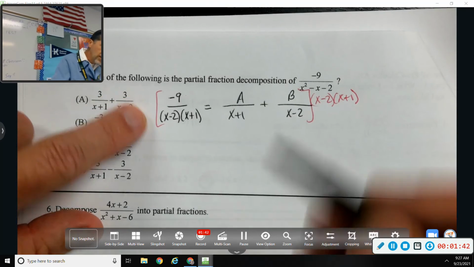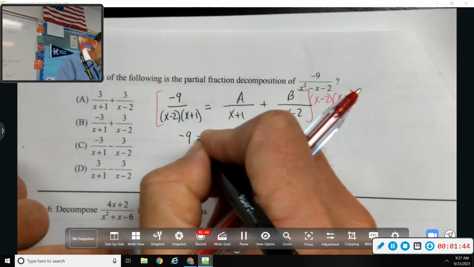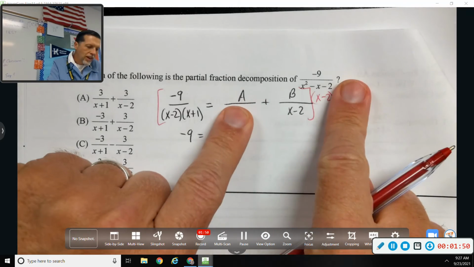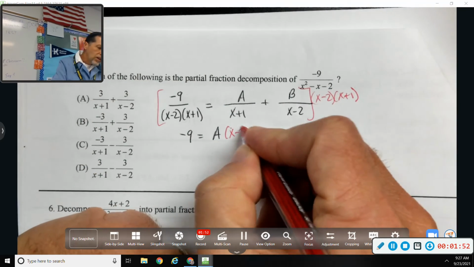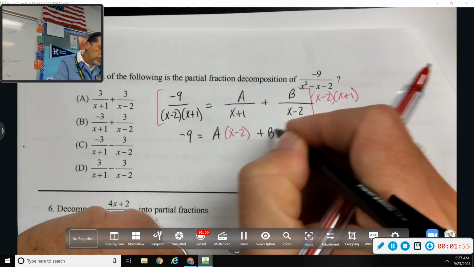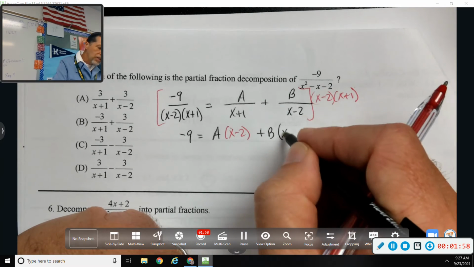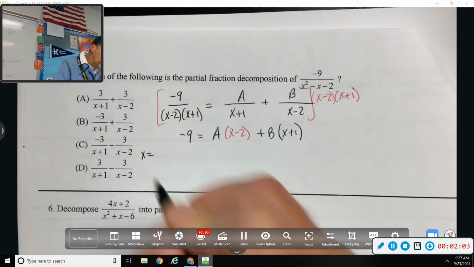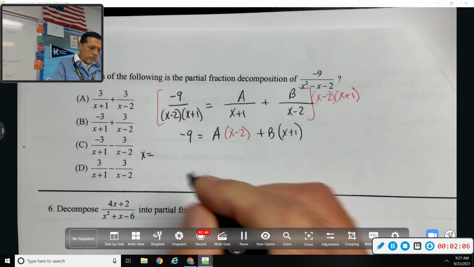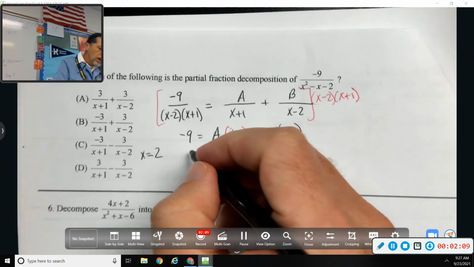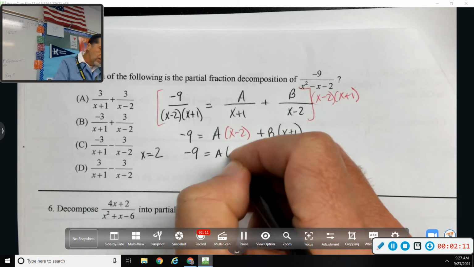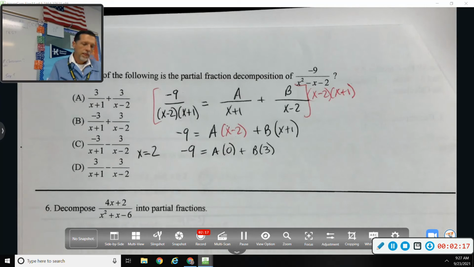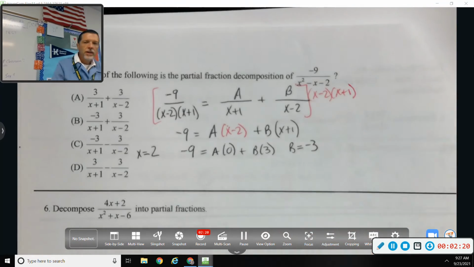So on the left, everything cancels, and I'm left with -9. And then here's where people make the mistake. On A, the x plus 1's cancel. That leaves x minus 2. On B, the x minus 2's cancel, and that leaves x plus 1. And now we're ready to pick some good values of x. 2 would be a great pick because it would make this go away. So -9 equals A times 0 plus B times 3. So that means B is equal to -3.